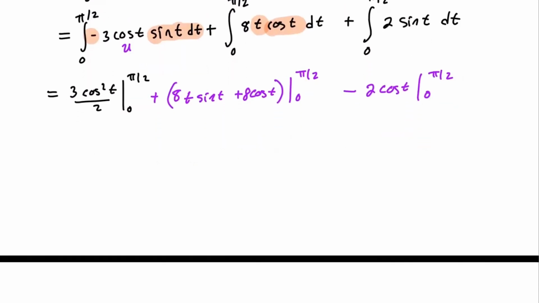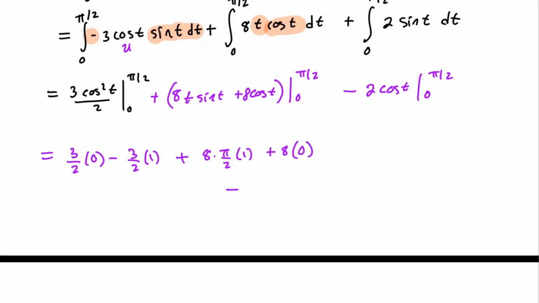All right, so let's continue. So let's plug in the upper limit of integration for each piece. You'll have 3 over 2 cosine of pi over 2, which is 0, minus 3 over 2 cosine of 0, which is 1. For the second piece, we do the same thing. Plug in pi over 2 for each t. We'll have 8 times pi over 2. Sine of pi over 2 is 1, plus 8 times cosine of pi over 2, that's going to be 0.